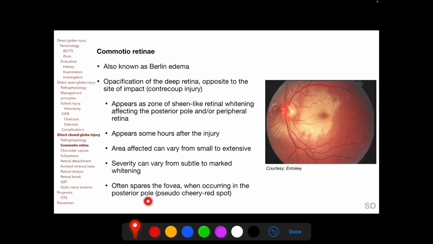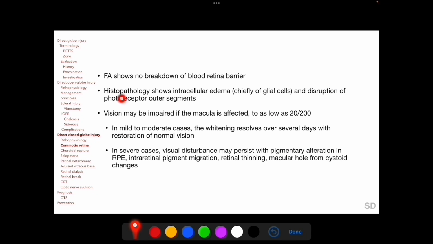When occurring in the posterior pole, it often spares the fovea as seen here in this photograph, and this is called the pseudocherry red spot. Histopathology shows intracellular edema, chiefly of glial cells, and disruption of the photoreceptor outer segments, and vision may be impaired if the macula is affected to as low as 20/200. In mild to moderate cases, the whitening resolves over several days with restoration of normal vision, but in severe cases, visual disturbance may persist along with pigmentary alteration in the retinal pigment epithelium, retinal thinning, and macular hole formation from cystoid changes.